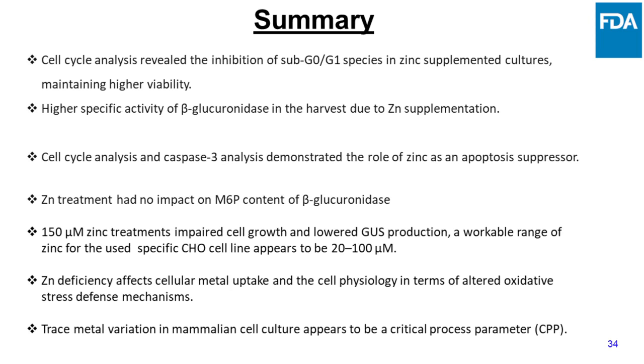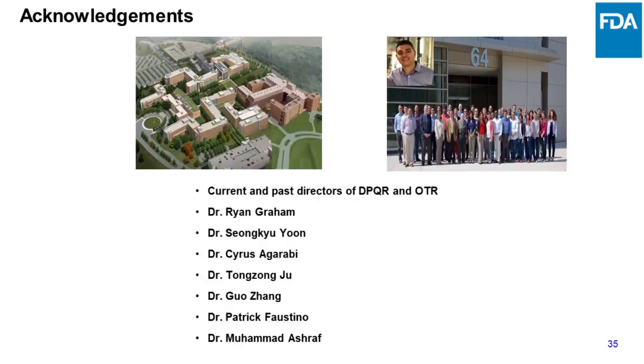150 micromolar zinc treatment showed a relatively impaired cell growth and lowered the yield. Therefore, a workable range appeared to be between 20 and 100 micromolar for the cell line we have used. Zinc deficiency affects cellular metal uptake and cell physiology in terms of altered oxidative stress defense mechanism. Therefore, we can state that trace metal variation in mammalian cell culture media appears to be a critical process parameter that needs to be monitored.